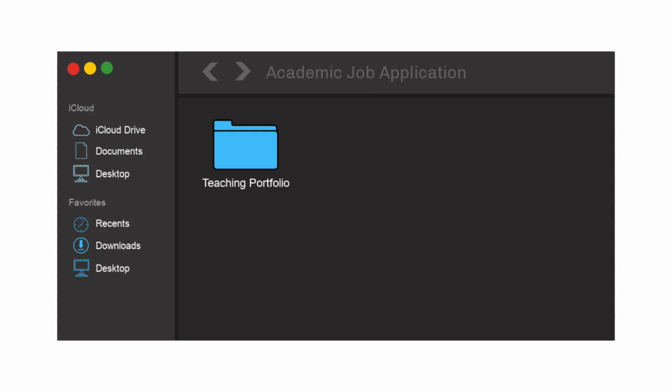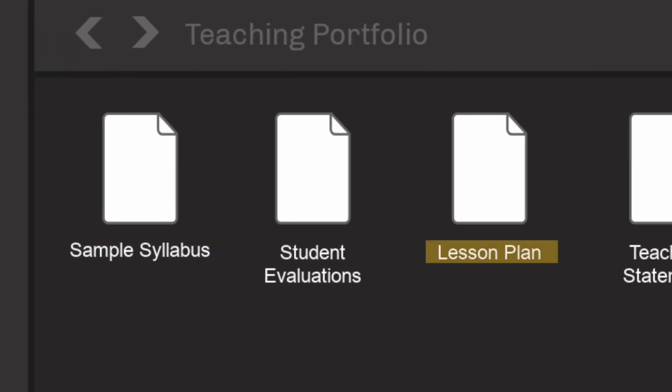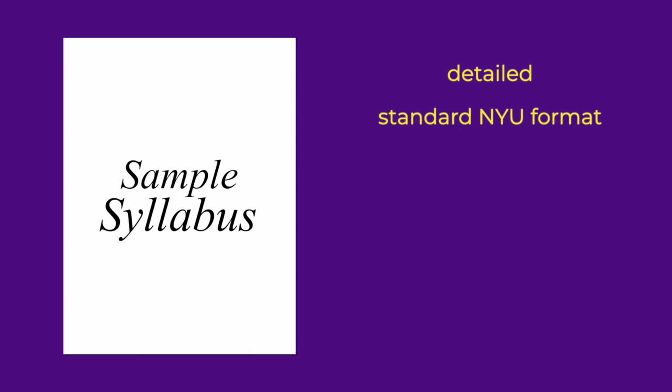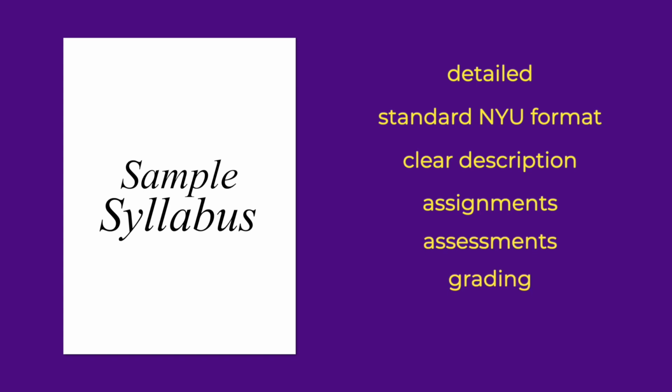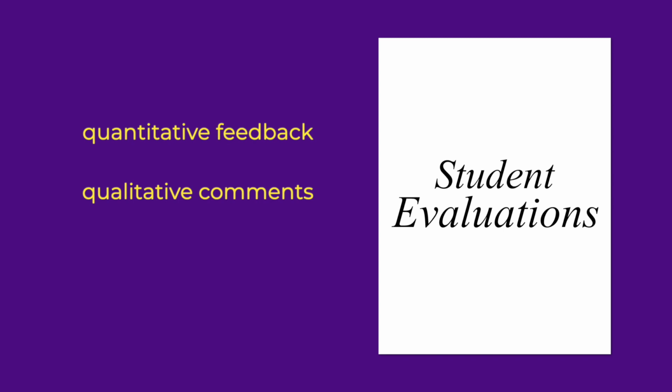Different institutions ask for different things, but you may be expected to submit a sample syllabus, student evaluations, and a lesson plan. Syllabi should be detailed and follow the standard NYU format. They should have a clear description and include information about assignments, assessments, grading, and pages per week. Meanwhile, student evaluations should show evidence of effective teaching. In addition to quantitative feedback, qualitative comments from students that speak to teaching abilities are also helpful.